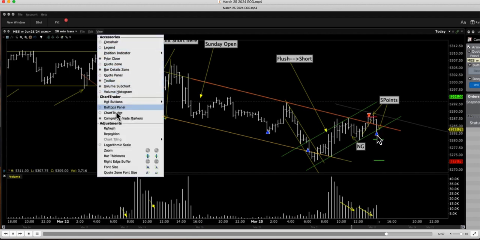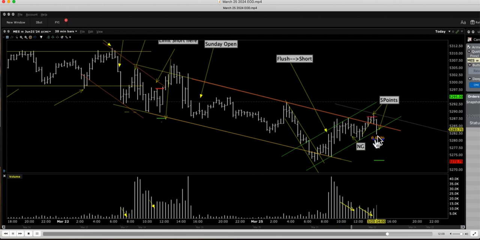I actually removed the marker so I can just see the price action in here. And it did look like a flush a little bit. Also I was looking at the time of the day. It was about 2:20 in here, so it's getting kind of late in the day to be taking anything. So I decided not to do anything, just to keep an eye on it.